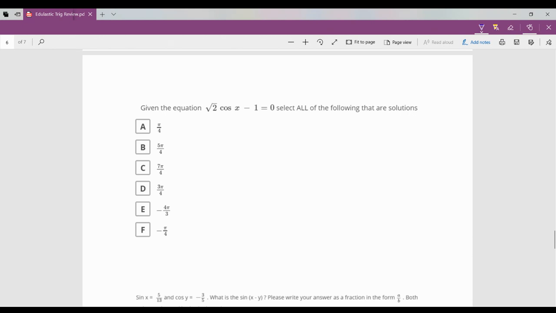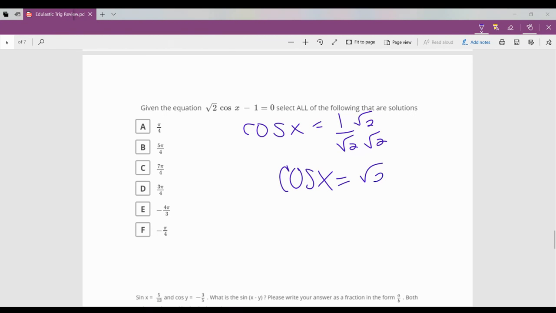All right, so for the first one, I don't need that. I'm solving for cosine x. So I'm going to add 1, then divide by radical 2. So I get cosine x equals 1 over radical 2. And then if I simplify, multiply top and bottom by radical 2, I get cosine x equals radical 2 over 2. So my x value is positive radical 2 over 2. That's in the first quadrant and the fourth quadrant where my x value is positive. And I say x because it's cosine.